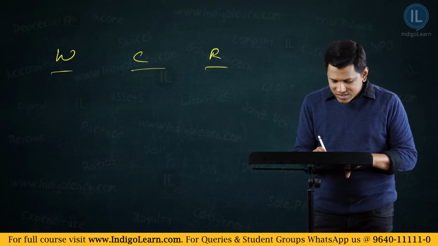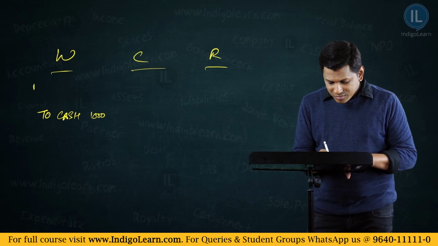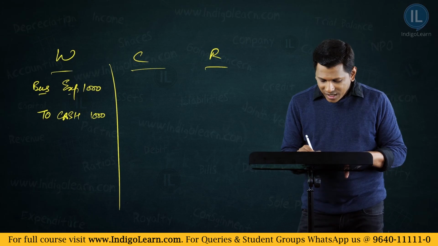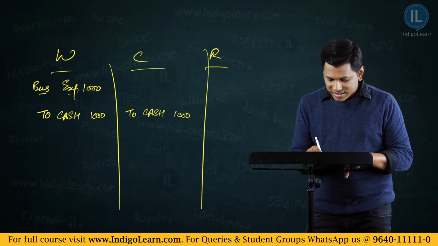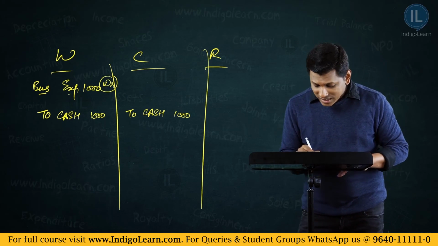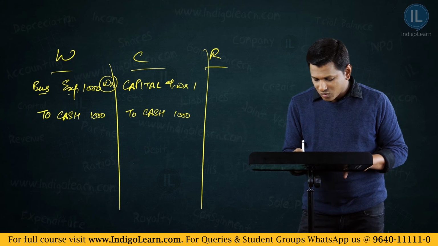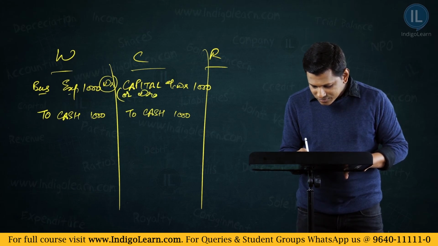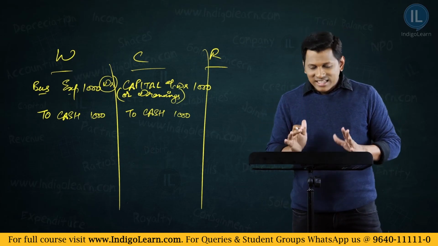Wrong entry is to cash 1000, and what was debited? Business expenses 1000. That is wrong. Okay. What is the correct entry? Correct entry is to cash 1000. That is fine. So this is the debit impact, by the way. But what should have been done? Capital debited 1000. You can either debit capital account or drawings, because drawings overall will be netted off from capital account. This should have been the correct entry.